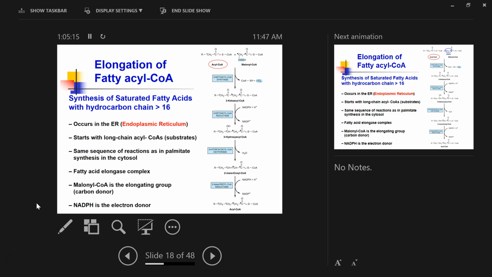Now we just finished the synthesis of saturated 16-carbon palmitate, right? Starting from acetyl-CoA molecules, the first key reaction is the formation of malonyl-CoA from acetyl-CoA. What is the key enzyme for the first key reaction? You remember? What is the key enzyme? Just go back to your notes.